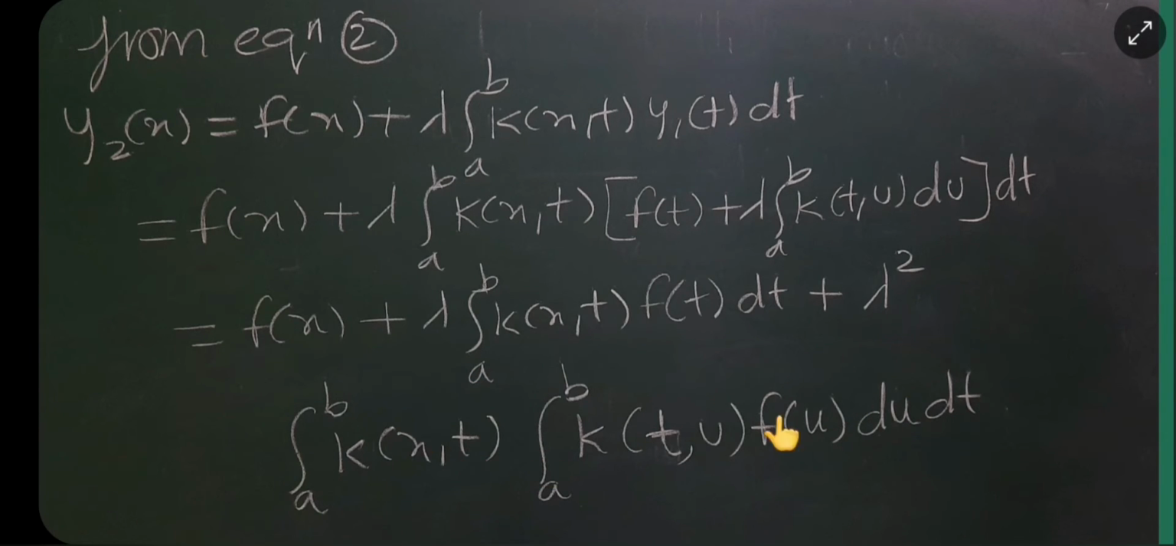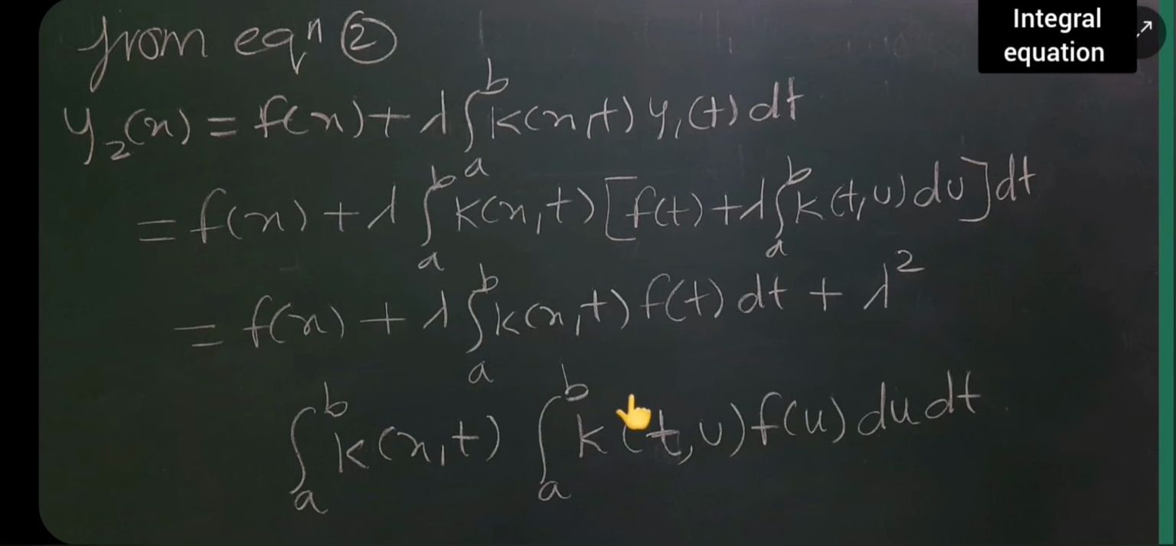Now what I have done over here is, this was equal to f of x, write it as it is, plus lambda, write it as it is. Now this part I have to multiply with f of t first. That's why lambda integral from a to b k of x comma t f of t dt, plus lambda into lambda, which is lambda square. Then integral from a to b k of x comma t, then this integral I have to multiply this part with this.